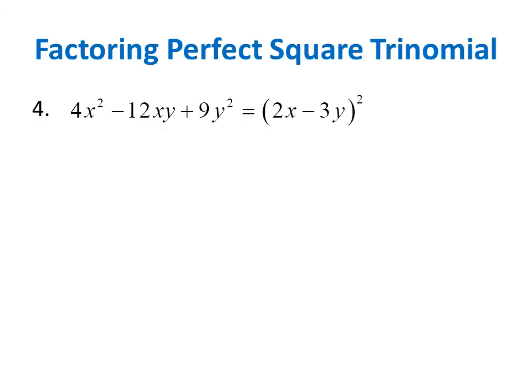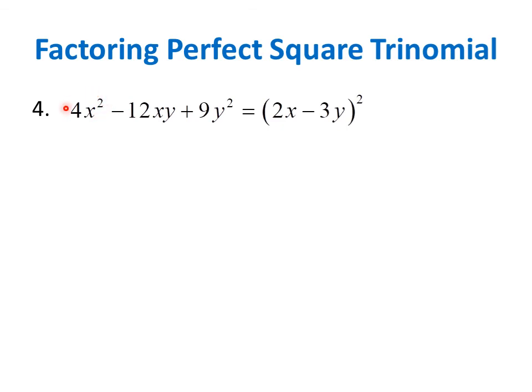Fourth example, let's say we have to factor the trinomial 4x squared minus 12xy plus 9y squared. The first question is, do we have a common monomial factor? No, because 4, 12, and 9 do not have a common number or factor. The next question: is this a perfect square trinomial?